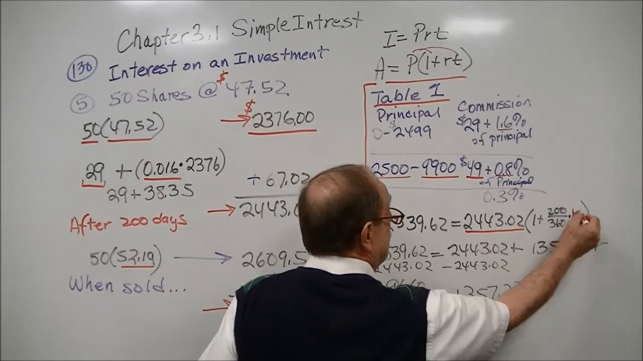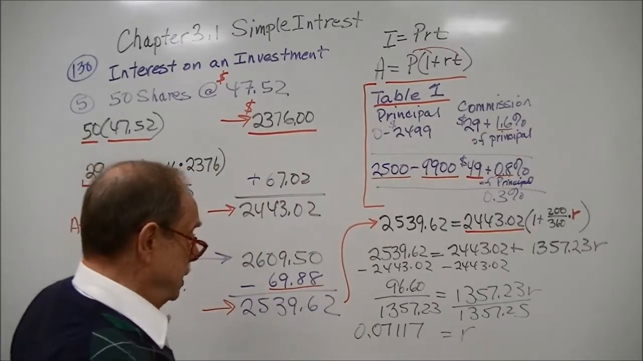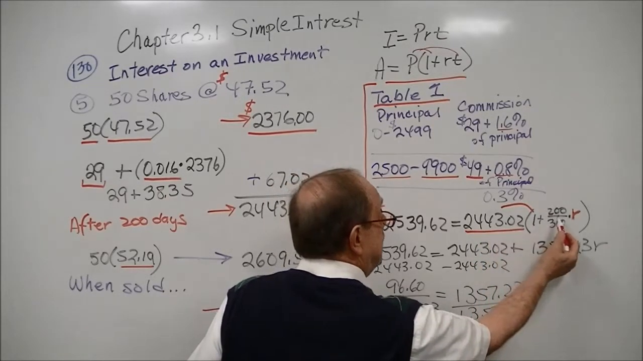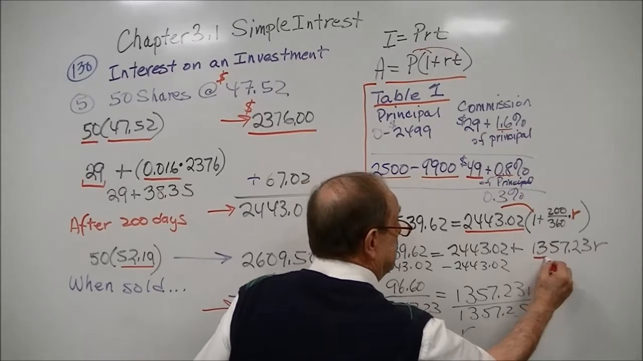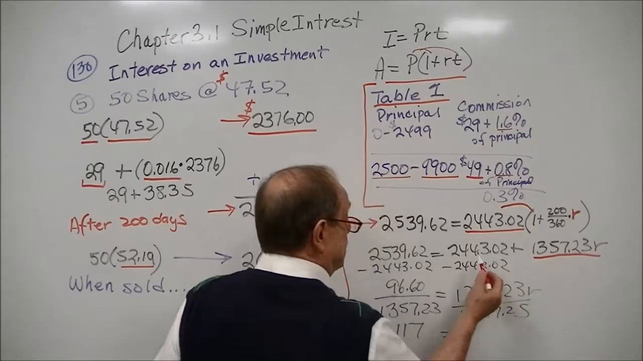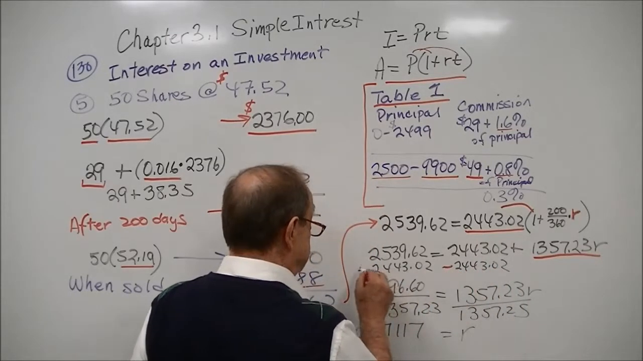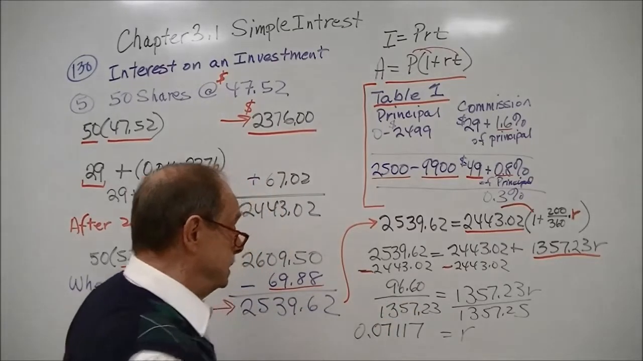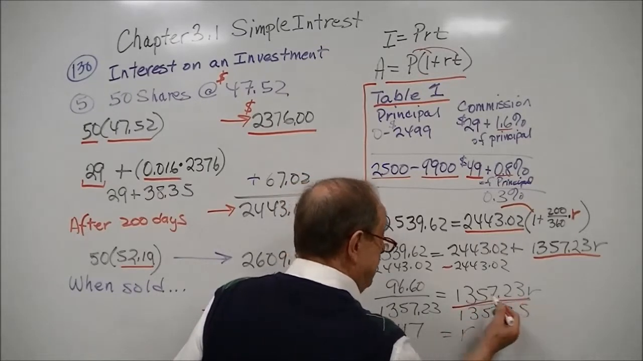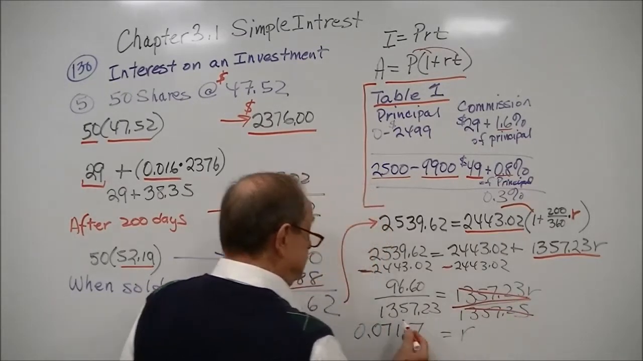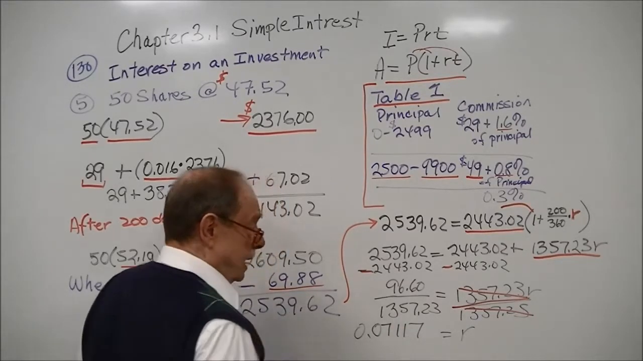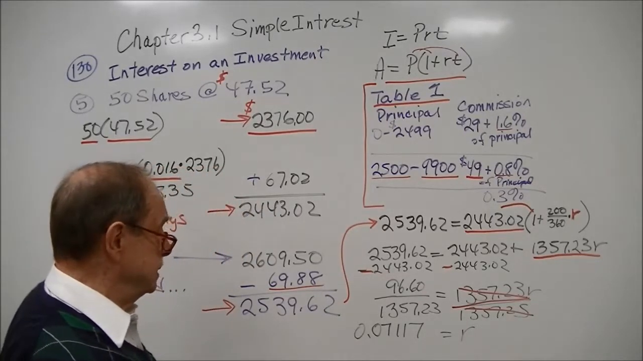We don't know what our rate is. So we distribute, like we did, and got this. Now multiply this by that, just using your calculator, and I got this R. Again, I want to isolate the R, so I subtract this amount from both sides. I get $96.60. I then divide both sides by this. These cancel out, and I end up with 0.07117. And they do say to round off to 3 places.